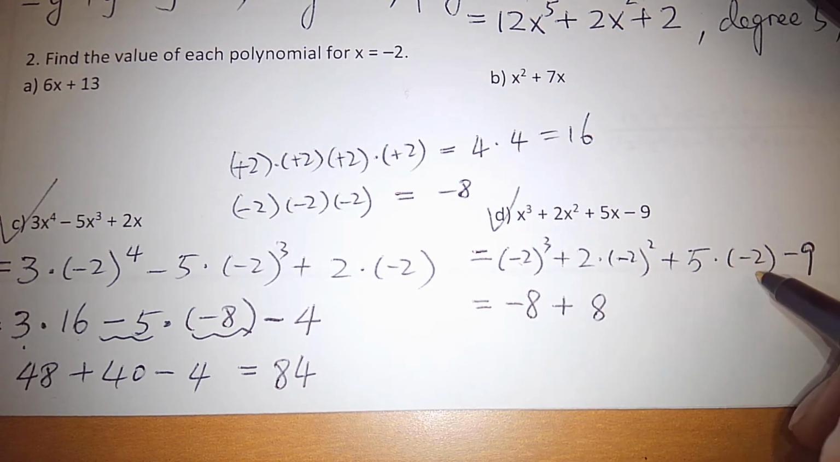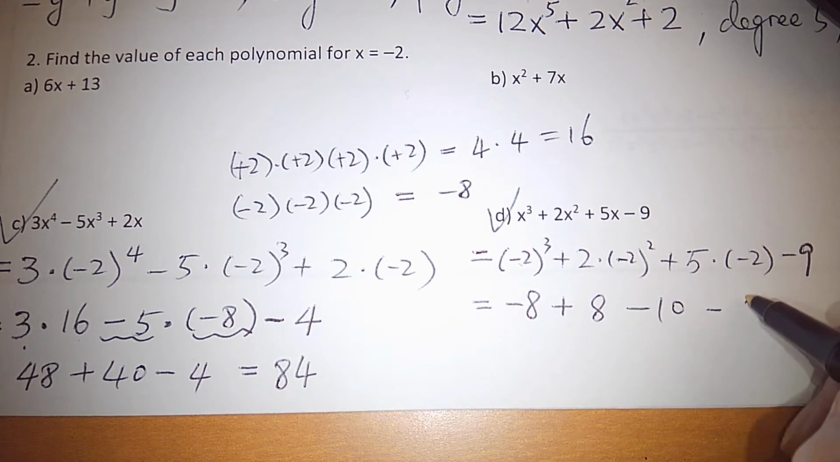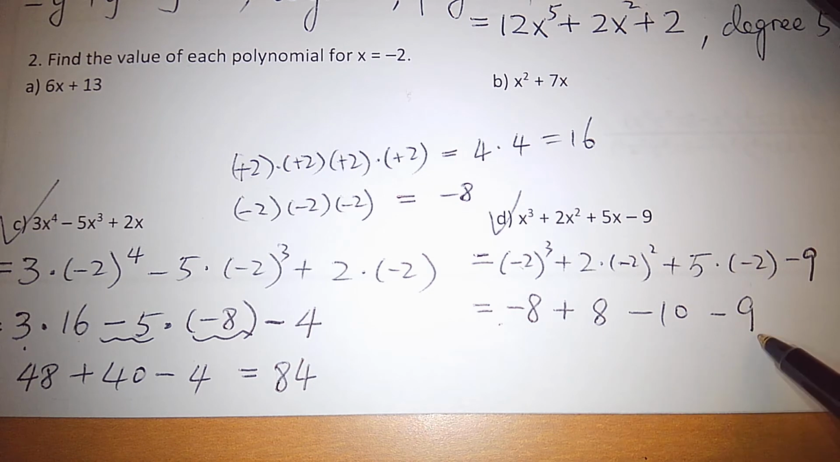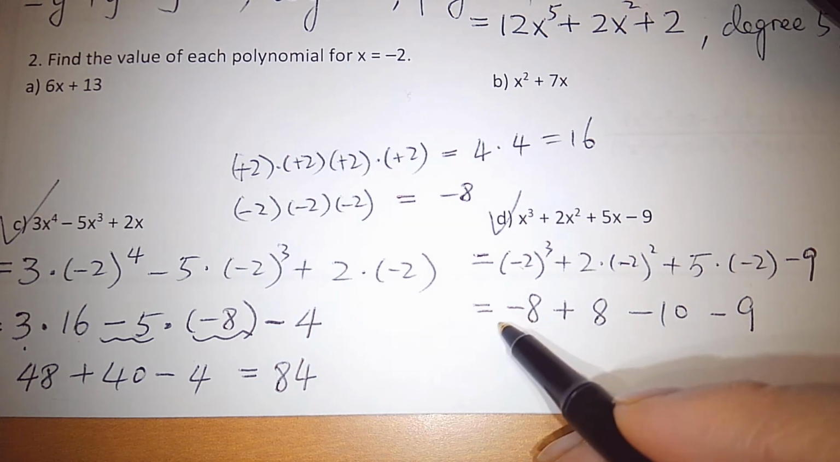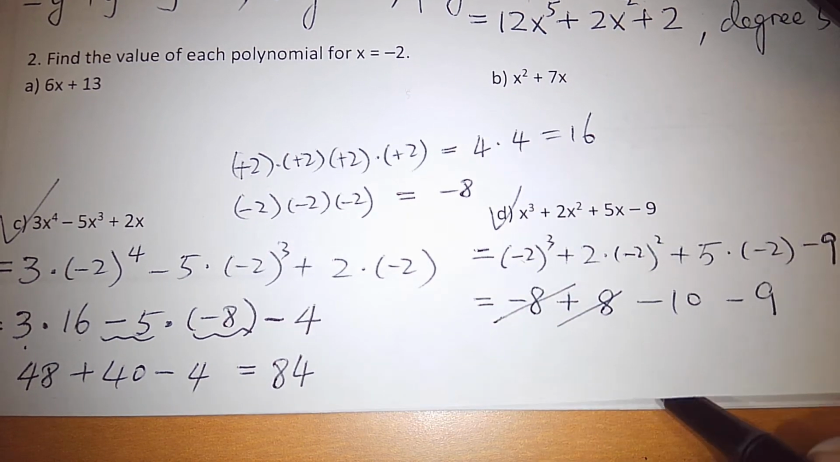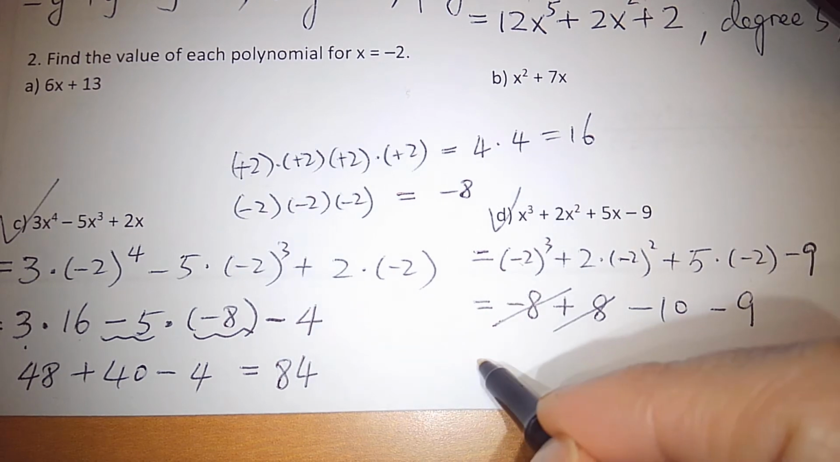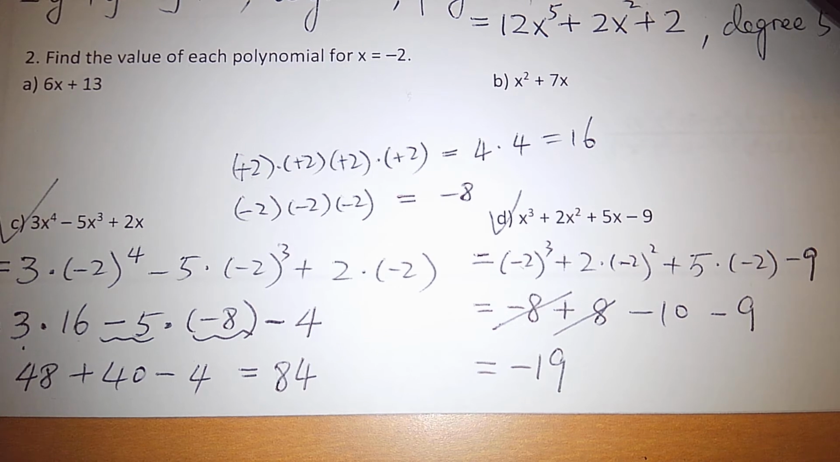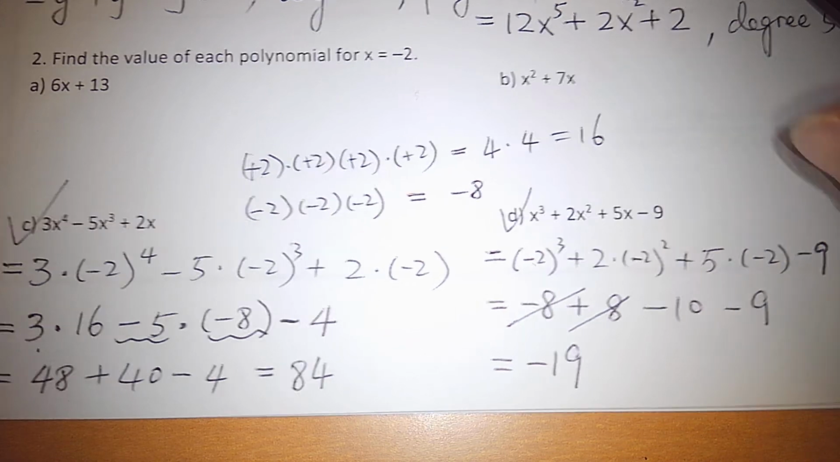And then 5 times negative 2, negative 10, minus 9, right? And then we do it from left to right, because it's only addition and subtraction, so negative 8 plus 8 is 0. Negative 10 minus 9 gives us what? Negative 19, yes. Okay, you got it, right? Alright, so this type of question is an evaluation question, okay?